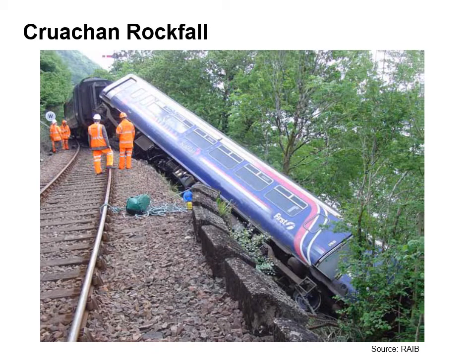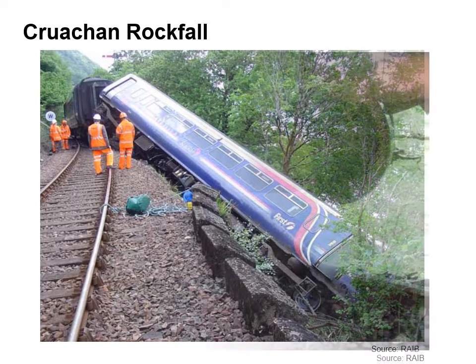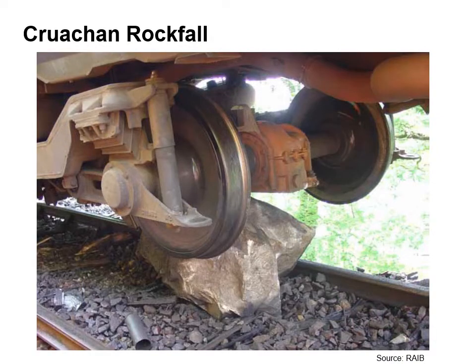So you can see the consequences of this accident. The train struck the rock and derailed. One of the coaches has ended up down the side of the embankment. Clearly this presents a significant issue for rescuing passengers from the train. It also presents a very significant issue for actually recovering this train and getting it back onto the tracks and getting it moved away from this location safely. You can see from this photograph how this boulder managed to cause the derailment.